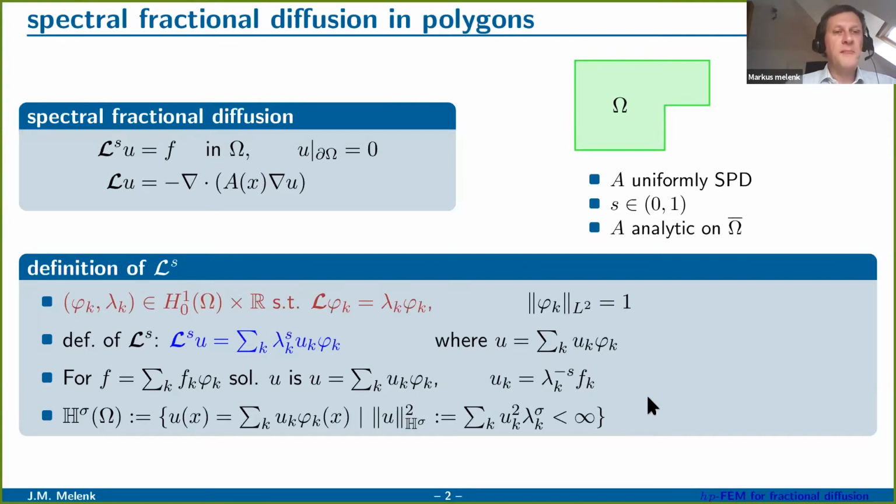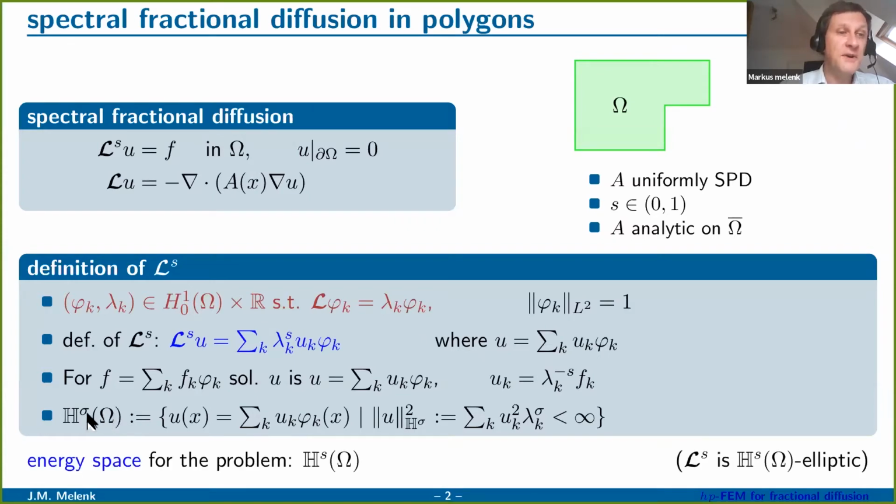This problem comes with energy spaces H^s or H^sigma, and they are simply given by sort of decay conditions on the coefficients when you expand a function in terms of the eigenfunctions. So this is here the formal definition. Relevant to us will only be three cases. Sigma equal to 0 corresponds to the L2 space. Sigma equal to 1 corresponds to the space H1_0. So the zero boundary condition is encoded here in this eigenvalue problem. And the case sigma equal to s corresponds to the energy space of this elliptic problem. So in fact, L to the s is H^s elliptic. And as I said already, we will focus here on the case where matrix A is the identity, so we are looking at the fractional Laplacian.